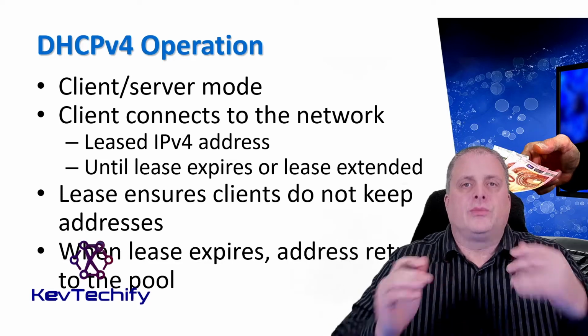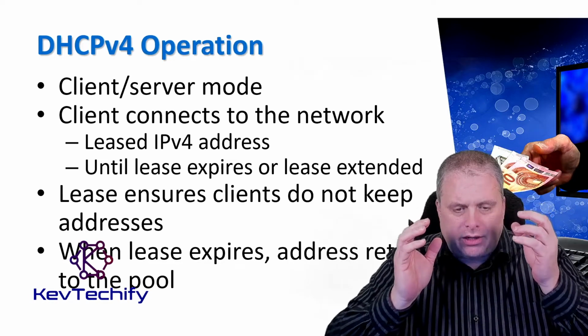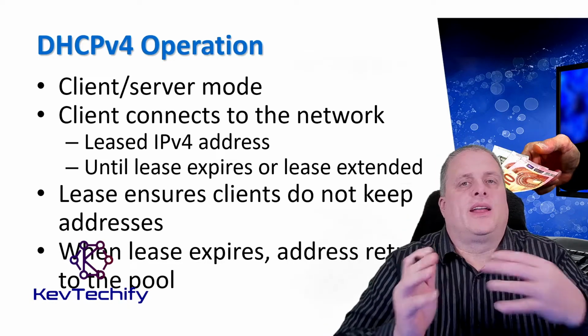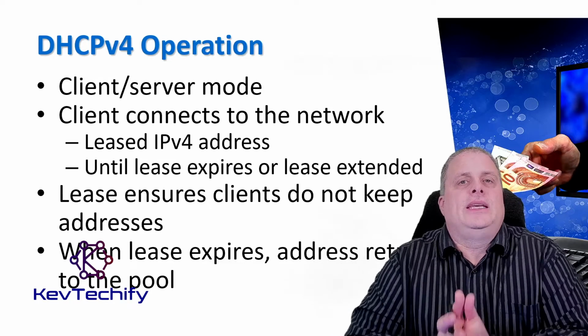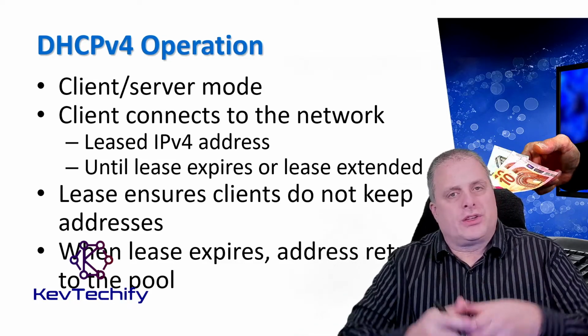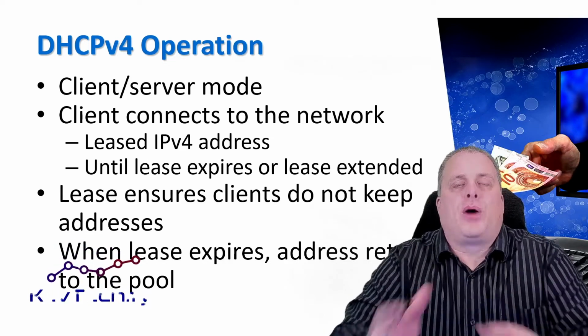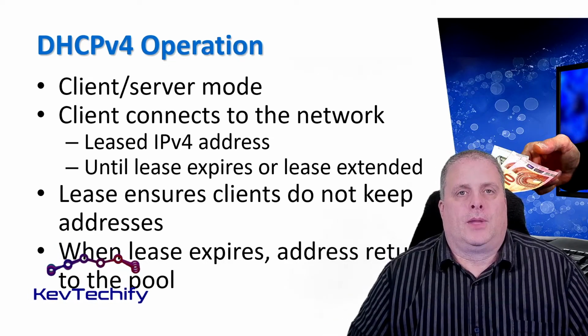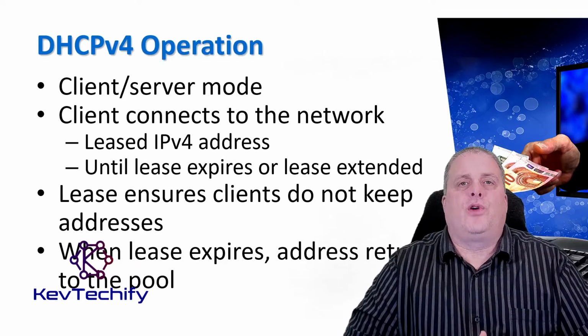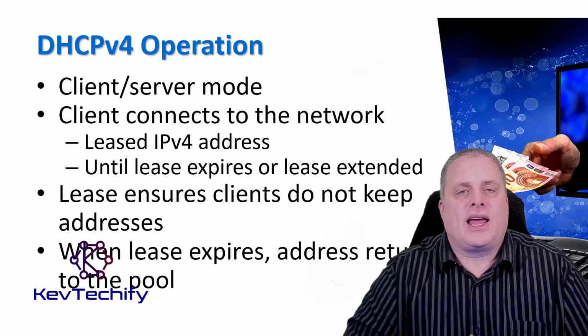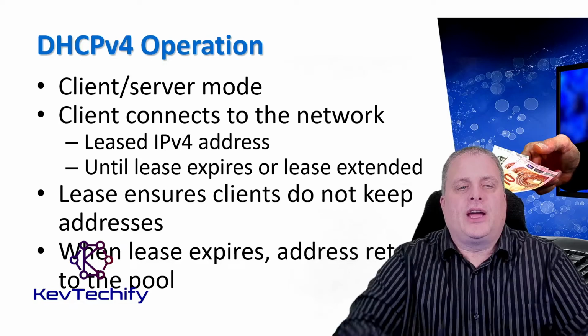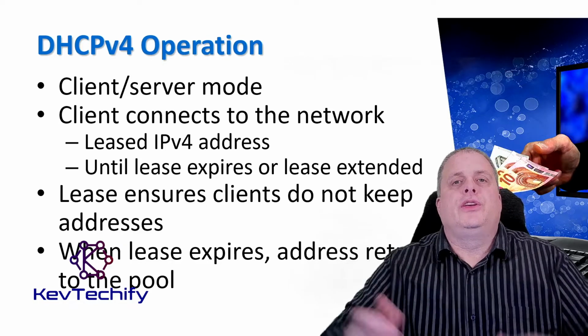Now, we use the term lease, just like when you sign a lease on an apartment. You get that lease for a specified amount of time. You get certain information with it. You get the use of that apartment for that amount of time. That's what happens with an IP version 4 address. That client leases that IP address, and then he can use that IP address for a certain amount of time until your lease is up.